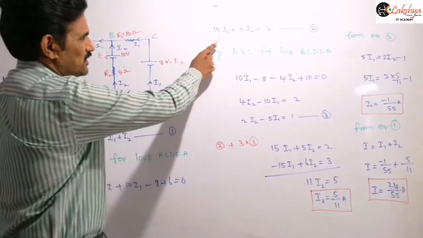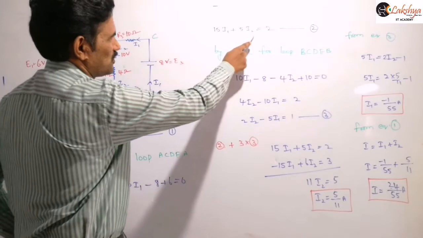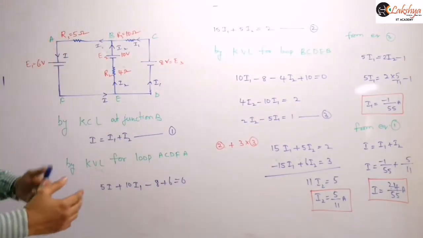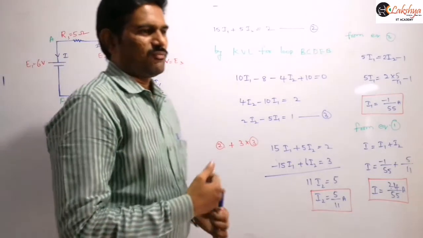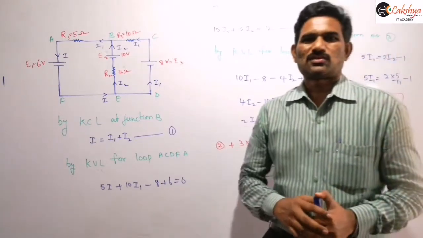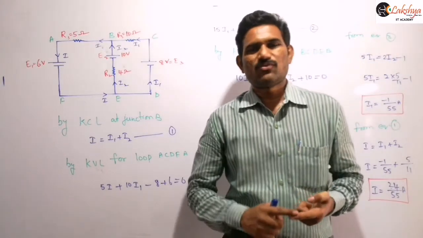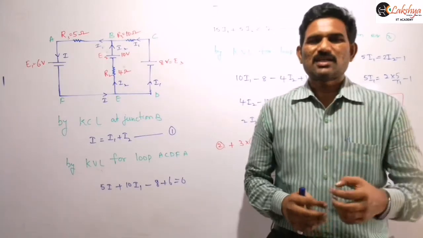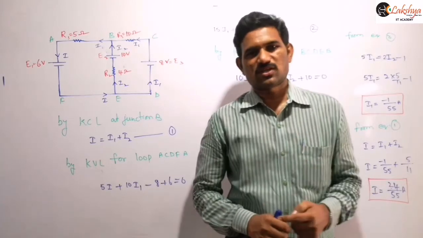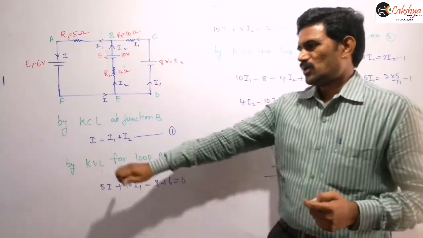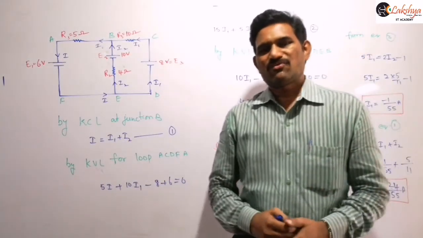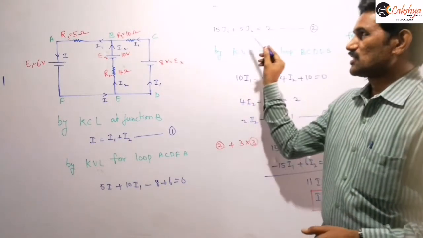Then you can get this value as 15I1 + 5I2 = 2. So let it be equation 2. And next we need to take another loop here, because as I said in the previous class, here 3 variables are there. Those 3 variables are I1, I2 and I. So we need 3 equations. Out of them, one of the equations we will get by applying the Kirchhoff junction rule or Kirchhoff current law. So that means 2 more equations we need. So this is another equation we are getting.